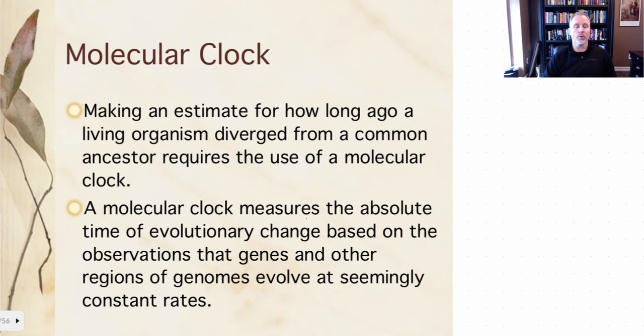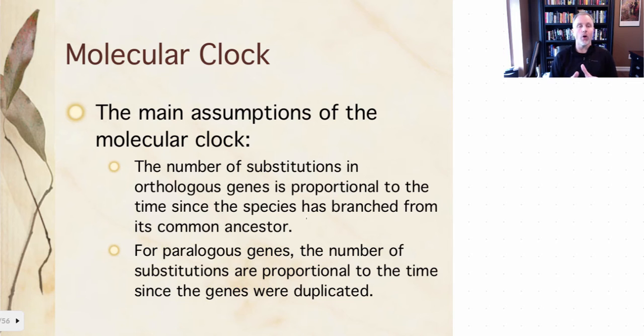Okay, so when we're developing these things and looking at them, we can build from the different evolutionary rates these molecular clocks, and this can help us make an estimate for how long ago a particular organism evolved from a common ancestor. And what this is going to measure is really the absolute time of this evolutionary change, and it gives us a good basis for evolution based on these genomes evolving at a seemingly constant rate of time. And certainly it isn't always going to happen, but again, it gives you a good starting point.